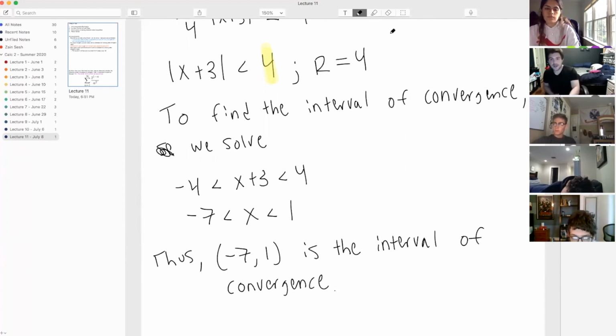So really the final answer for these types of questions is you need to tell me the radius of convergence, which we found to be 4, and then you need to tell me the interval of convergence. Right. So I hope this strategy is clear. We're just using the ratio test and seeing which x values force capital L to be less than 1.